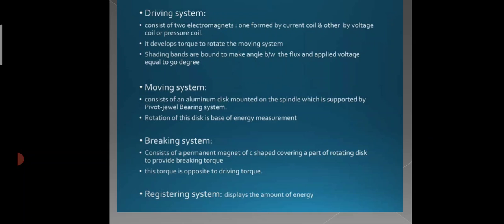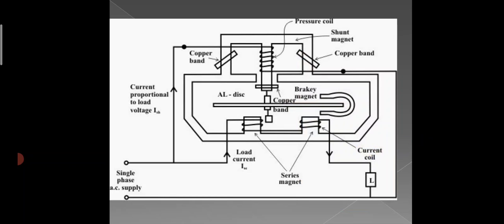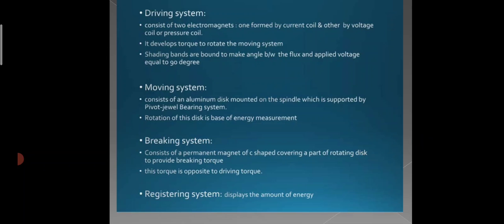Next, the driving system consists of two electromagnets, one formed by the current coil and another by the voltage coil or pressure coil. It develops torque to rotate the moving system. Shading bands are provided to make the angle between the flux and applied voltage equal to 90 degrees. Actually, the driving system consists of two electromagnets: one is the series magnet, another one is the shunt magnet. The shunt magnet has the voltage coil, and the series magnet has the current coil. This is the arrangement for the driving system, and it develops the torque to rotate the moving system.